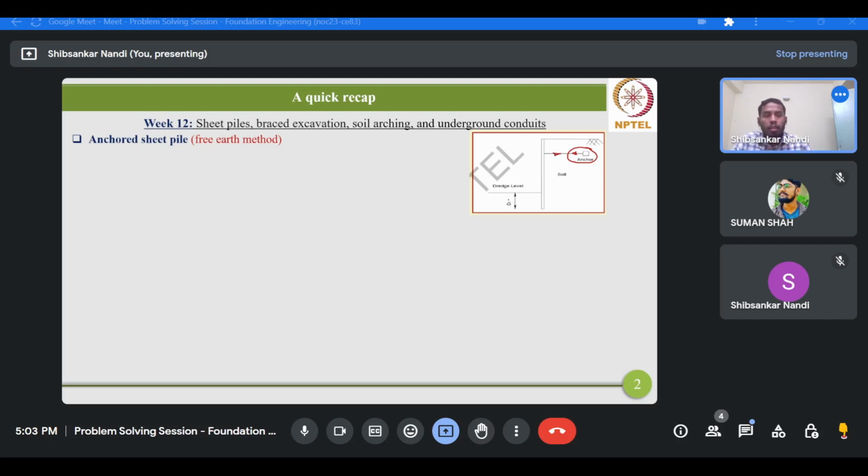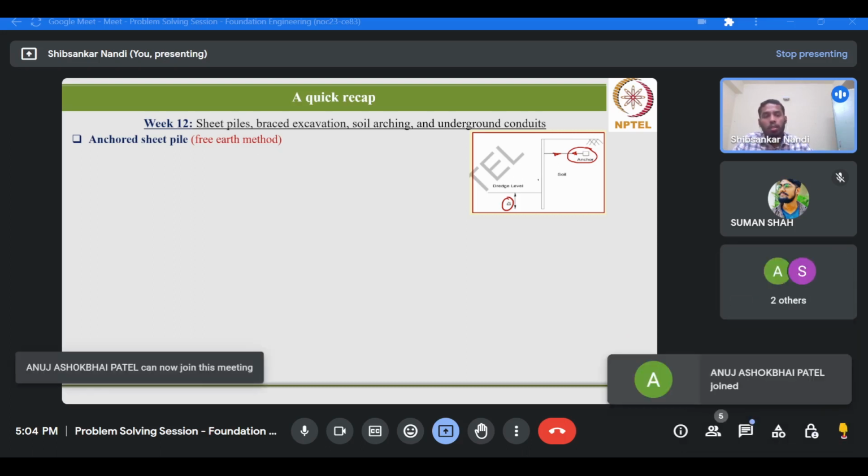To determine the embedment depth of this sheet pile wall, we have used the free earth method. There are two methods available to determine the distribution and the embedment depth of an anchored sheet pile wall, and those are the free earth and fixed earth methods. As far as the scope of this course is concerned, we have seen the utilization of the free earth method in determining the net earth pressure distribution on an anchored sheet pile wall and the determination of its embedment depth.